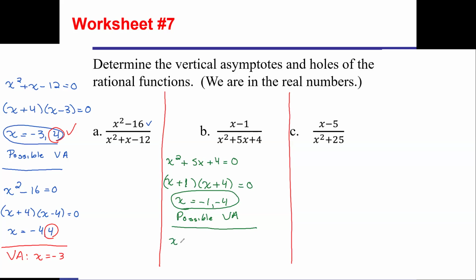Next, we look at the top, x minus 1 equals 0. Well, that would solve into x is equal to 1. So we do not get the same zero on the top and bottom. We got negative 1 and 1. So that means that I have two vertical asymptotes. My vertical asymptotes are going to be x is equal to negative 1 and x is equal to negative 4.